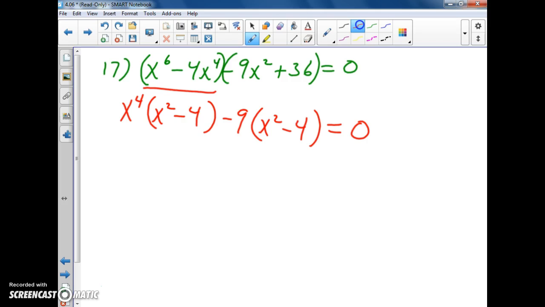Okay. All right. Now, what am I going to get then? I'm going to get x to the 4th minus 9 times x squared minus 4. Okay, good. So far, we're doing great. Okay, that's perfect.